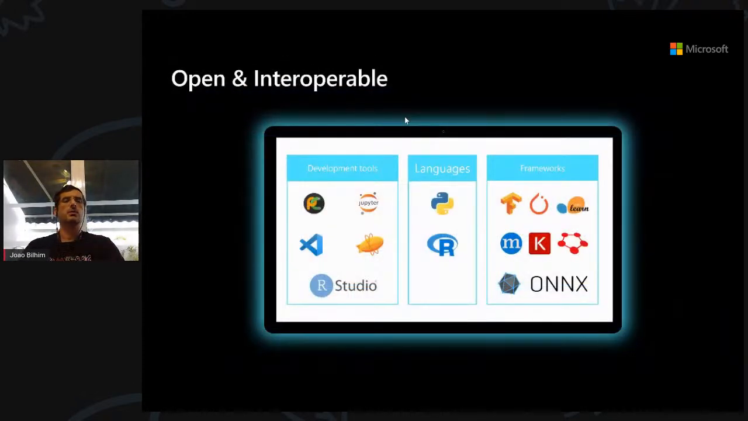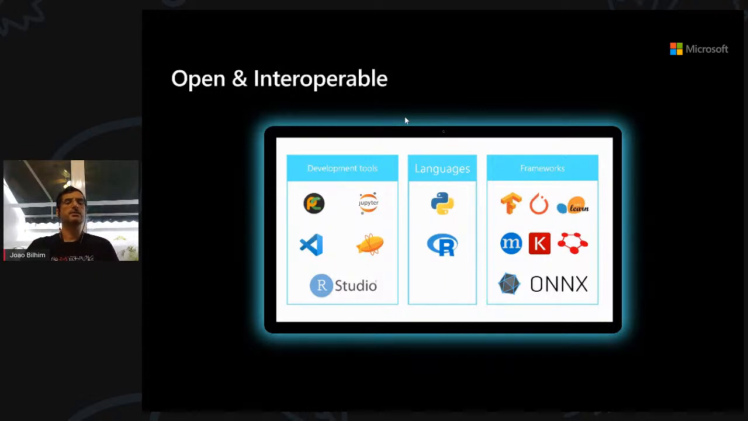Now, when we talk about open and interoperable, we really talk about providing you language support for not just Python, but R, providing you support for the more common frameworks, like PyTorch, TensorFlow, scikit-learn, Keras, Chainer, but also providing you support for an industry initiative that Microsoft and a lot of other partners have been working on called ONNX, Open Neural Network Exchange, which allows for a lot of these models to be built and interchanged and create a certain framework-independent approach to deployment and inference and training.